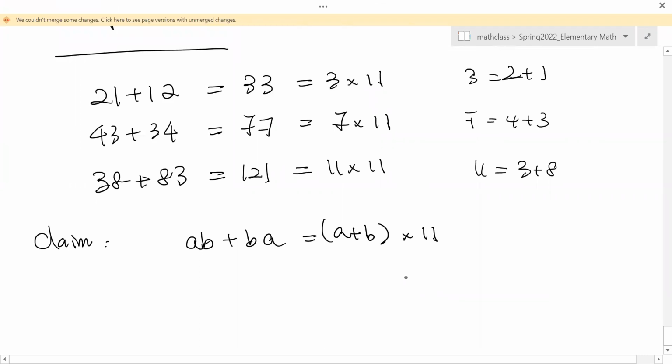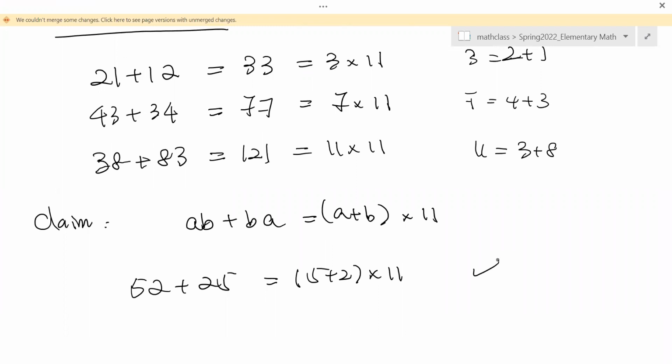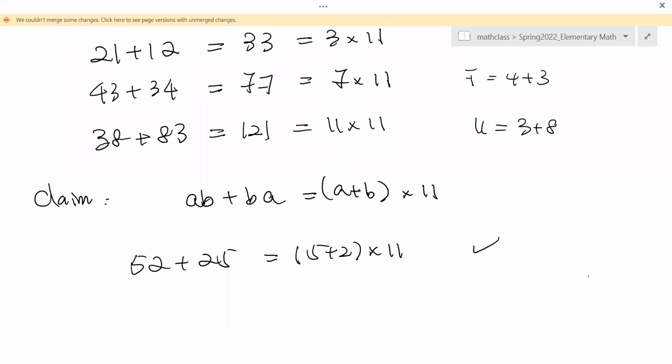And then you test it. Randomly pick numbers, 52 plus 25. And then this should be 5 plus 2 times 11. And you double check that works. If this is an experiment in biology, then people publish a paper based on the experiment. This experiment can be repeated, and the result will be the same. That's our result, okay? That's called science. But the mathematicians are not satisfied with this kind of thing. So you have to give a proof.